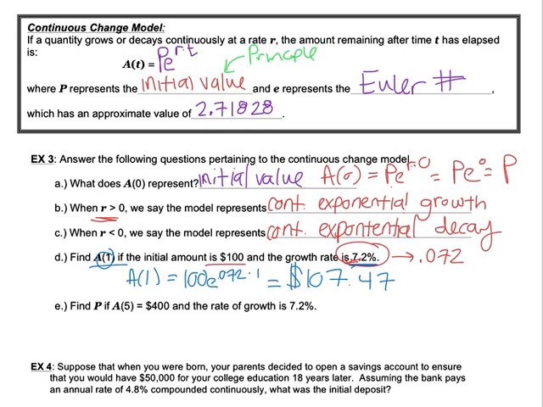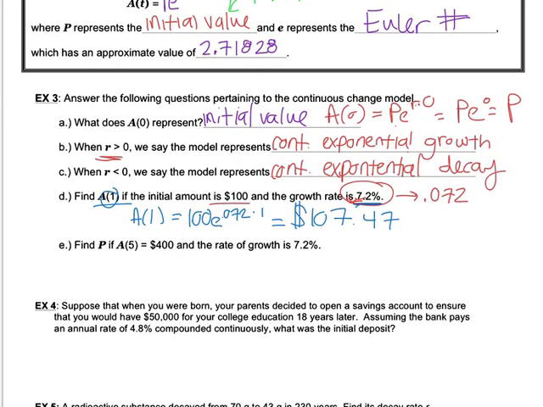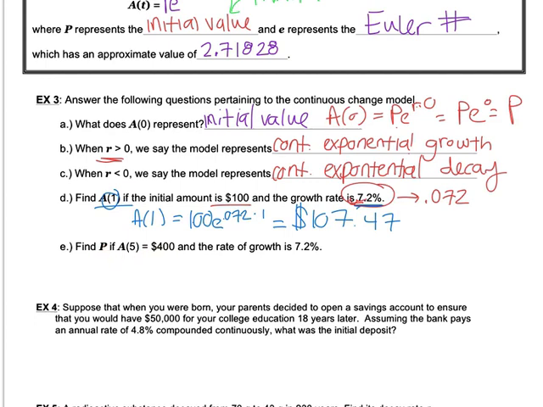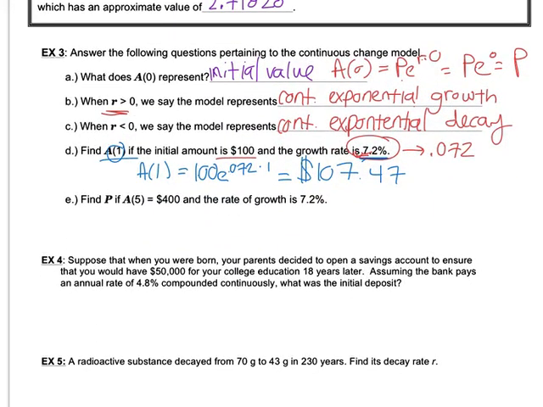So in this next example, same general setup here. We've got find P if A of 5 equals $400, and then we've got the same growth rate. So again, this all goes back to taking this, plugging in the information you know, and then solving for what you don't know. So in this one, we're starting out with PERT. So sometimes I just write A equals P times E to the RT.